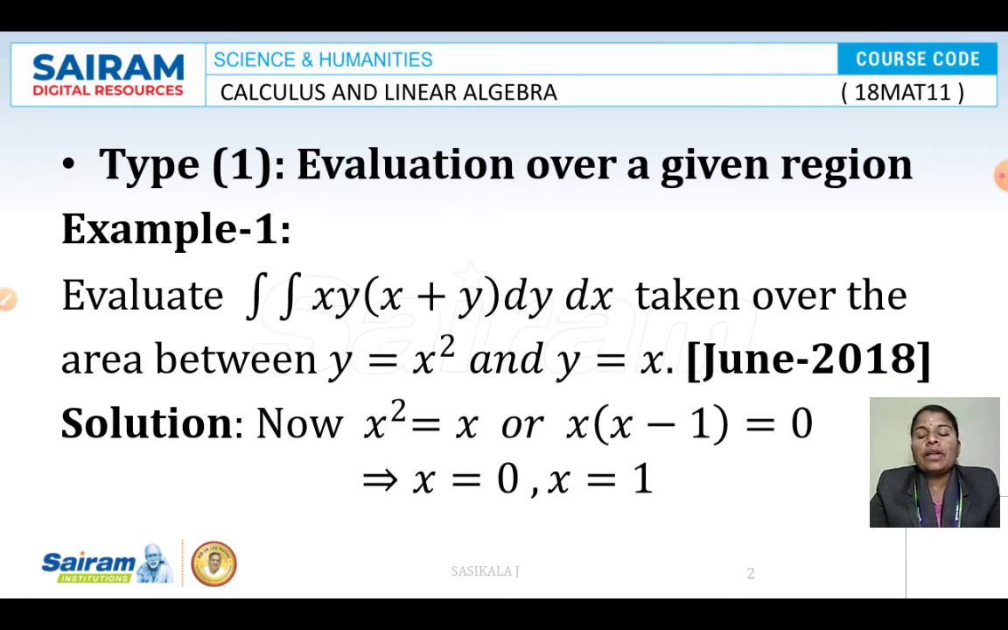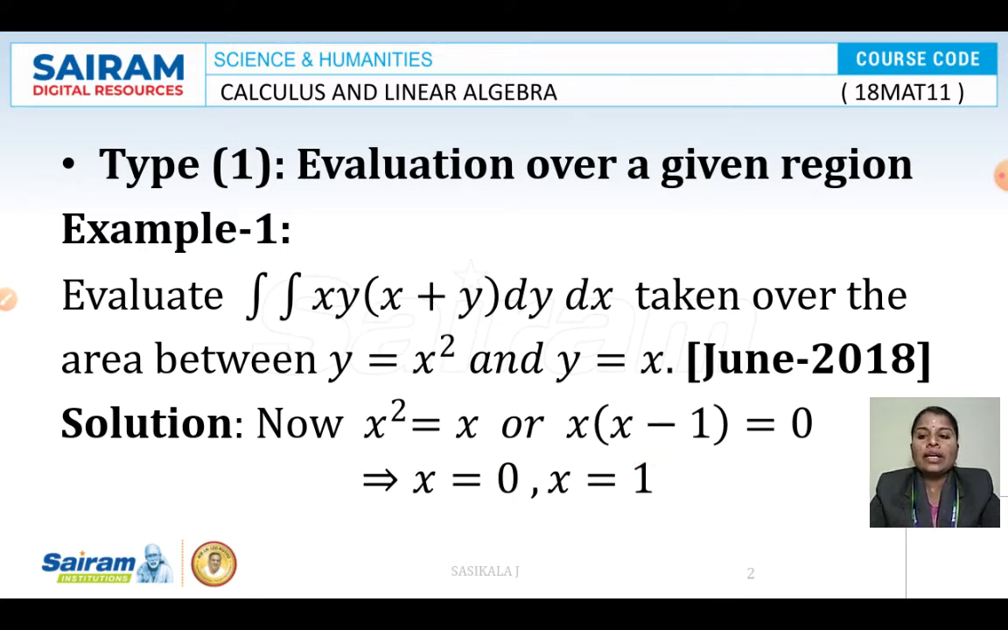For example, evaluate the double integral of xy(x plus y) dy dx taken over the area between y equal to x squared and y equal to x. They have given the function, and we need to find the region, which is y equal to x squared and y equal to x. Writing both in terms of y, x squared equals x, so x(x minus 1) equals 0, which gives x equal to 0 and x equal to 1.